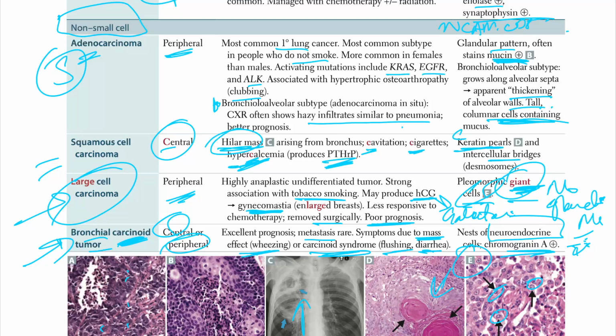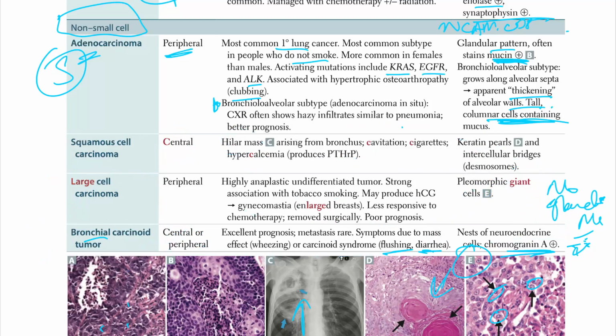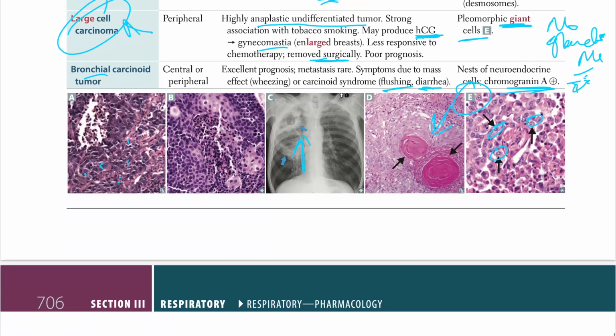With a large cell carcinoma, you are looking at a highly anaplastic undifferentiated tumor, right? And it can produce beta HCG. So what they produce in extra is very high yield, and that is specific to those. So got to know that, right? If beta HCG is high, you're going to think about large cell carcinoma, which can cause gynecomastia, galactorrhea, and you have to remove it surgically. Poor prognosis. Pleomorphic giant cells are going to be seen in the histopath.